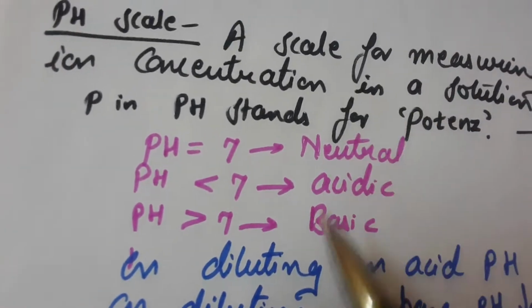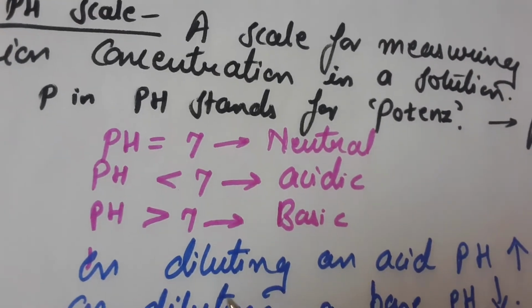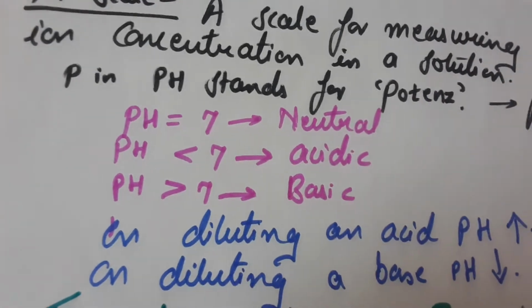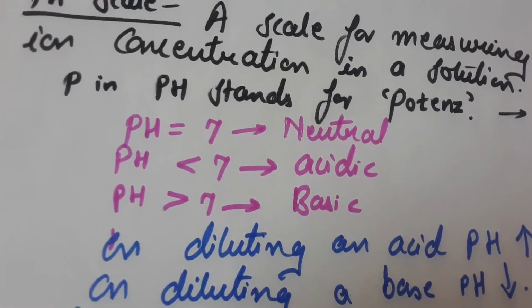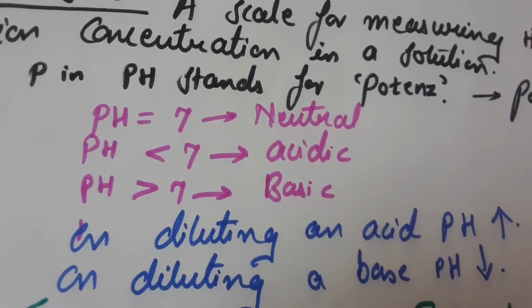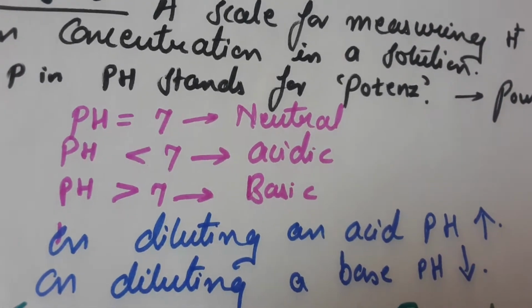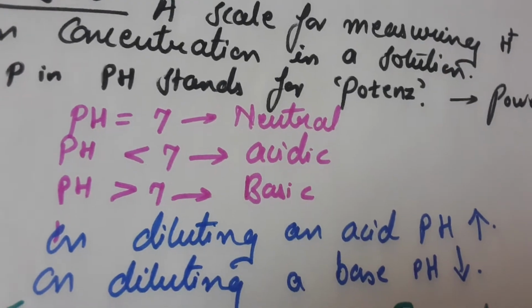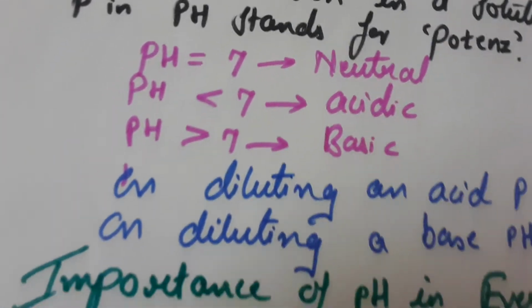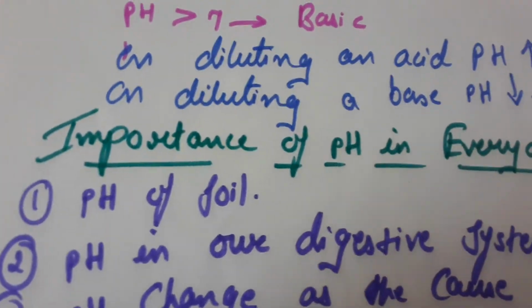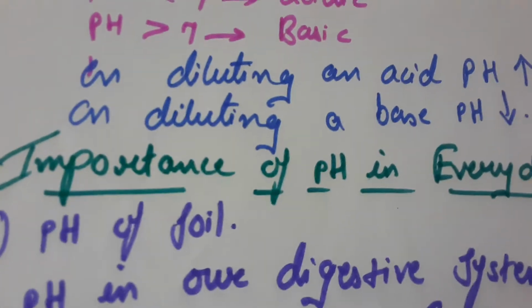So this was all about the pH scale and what happens on diluting an acid and what happens on diluting a base. That is the effect on pH of diluting an acid and of diluting a base that we have seen. Now let us see the importance of pH in everyday life.